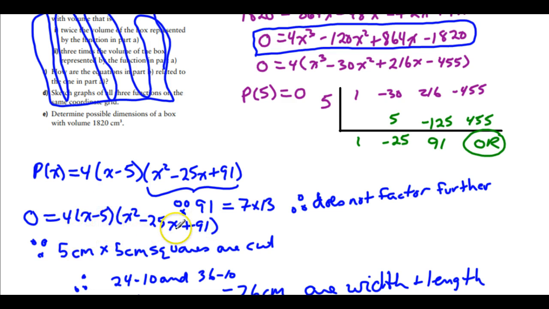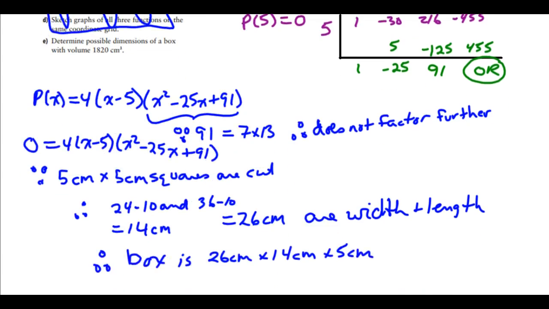And so the only value I know here that's going to give me a 0 is 5. So when x is 5, this is a 0. 4 times 0 times whatever this happens to be will be 0. Again, because this didn't factor further, I don't know any numbers that work nicely there that will give me a 0.